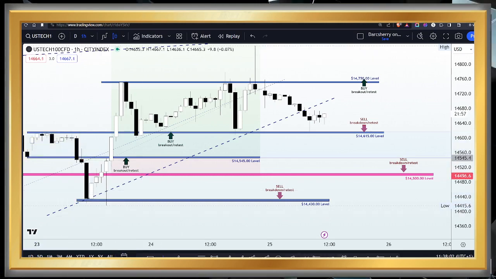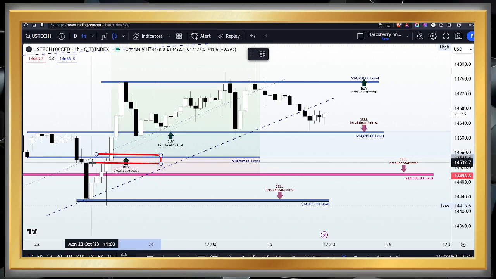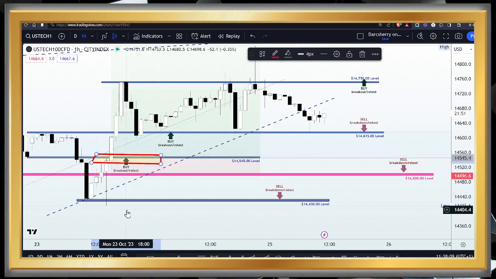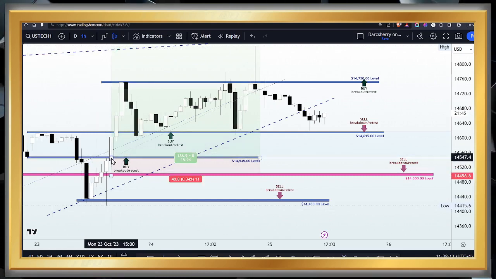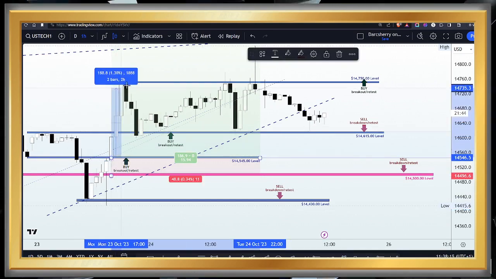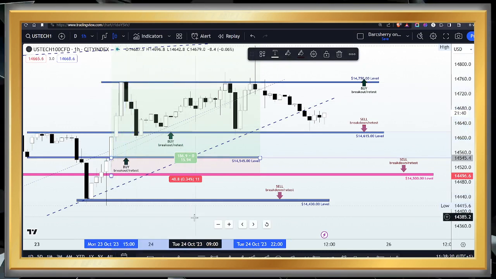And I did tell us on that day that a break above the 14,545, sorry, would be an opportunity to join a bullish move, which we of course did, as we rode that momentum all the way to the upside as price moved over 200 pips in our favor.